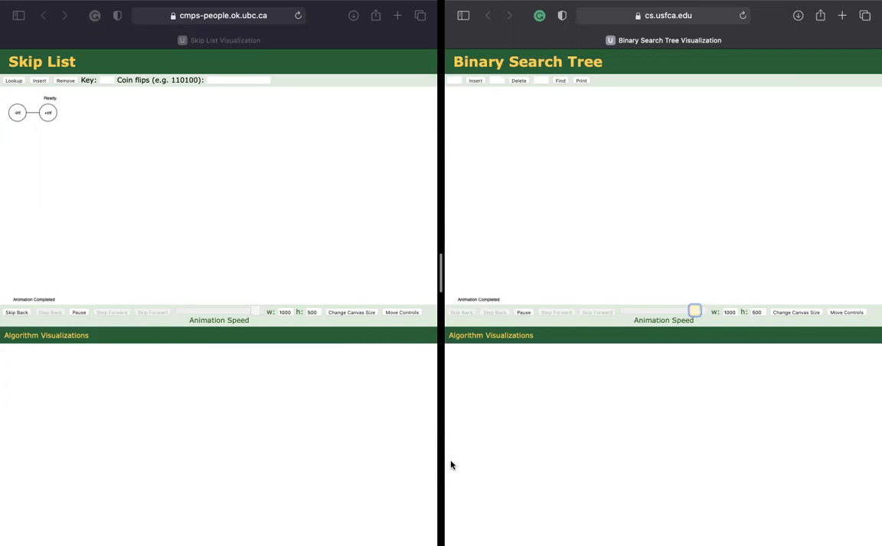Hi, my name is Shruti Kedarnath, and I'm going to be doing the honors problem on skip lists and binary search trees.